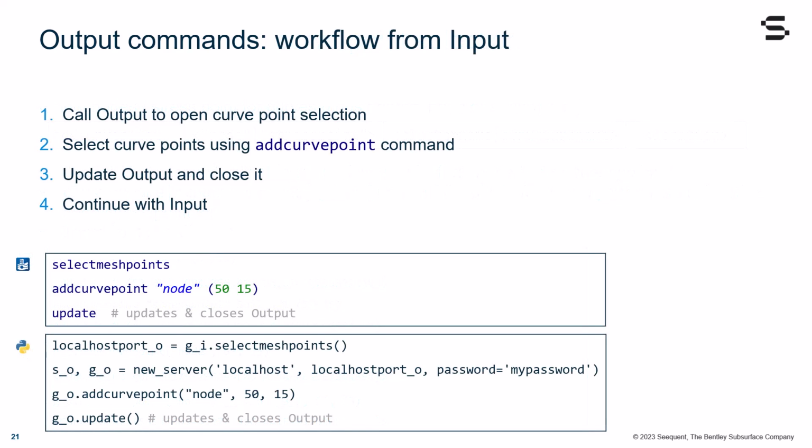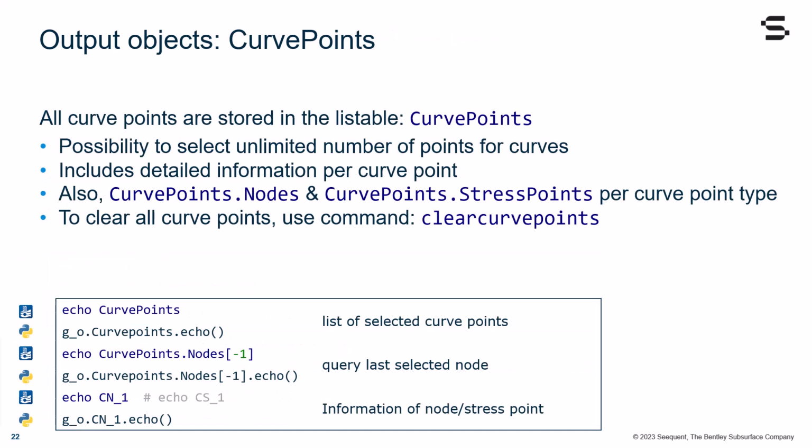The general workflow we typically use starts from input program. We call output to open the curve point selection. We select the curve points using the add curve point command. We update output, which closes it, and then continue with our input program. In the provided example, you can see the series of commands used in such case for the PLAXIS command line and in Python syntax. Any selected curve points are stored in the curve points object as a listable.